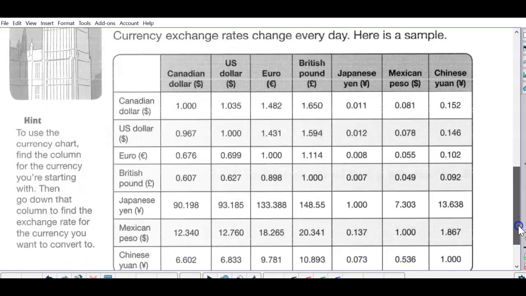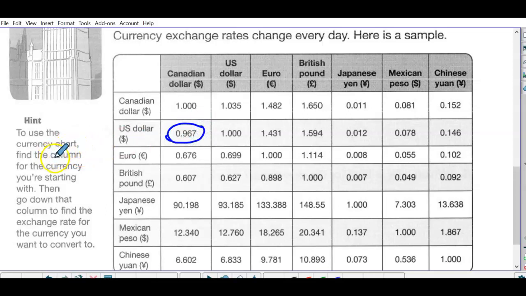They change every day. Here's an example. So how to use that is over on the left. To use the currency chart, find the column for the currency you're starting with, then go down that column to find the exchange rate for the currency you want to convert to. So if you want to go from 1 Canadian dollar to US dollars, then that's your exchange rate here.